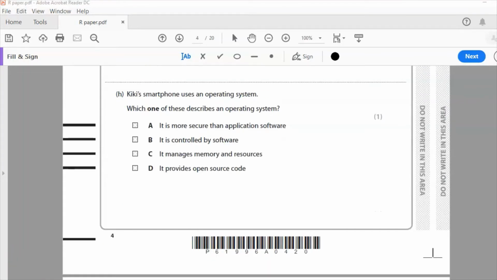Question H. Kiki smartphone uses an operating system. Which one of these describes an operating system? The answer to this is C. It manages memory and resources. It doesn't do anything else.